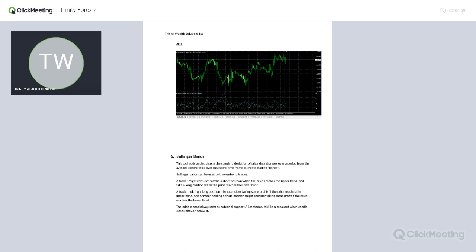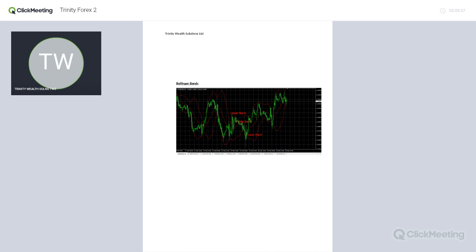So a trader holding a long position might consider taking some profit if the price reaches the upper band. And a trader holding a short position might consider taking some profit if the price reaches the lower band. So you can also use the bands for your take profit decisions. And the middle band always acts as potential support or resistance. It's like a breakout when a candle closes above or below the middle band.